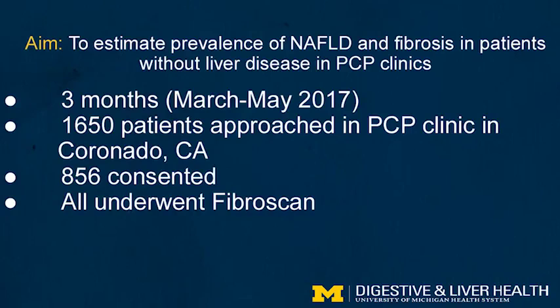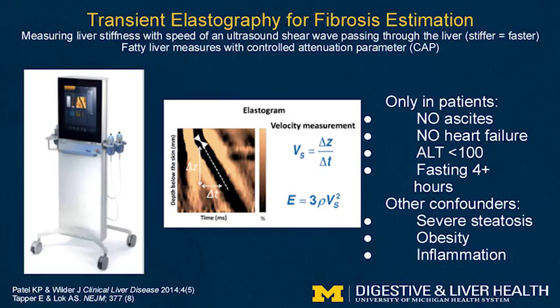So they looked at 3 months prospectively, all patients who came into a primary care clinic in California. So this was a population in Coronado, California. They consented just over 800 patients, and everybody underwent FibroScan in this clinic. Nobody had liver disease. They excluded people who had pre-existing or known liver disease, Hep B, Hep C, et cetera. And they used what is most frequently called FibroScan or vibration-controlled transient elastography.